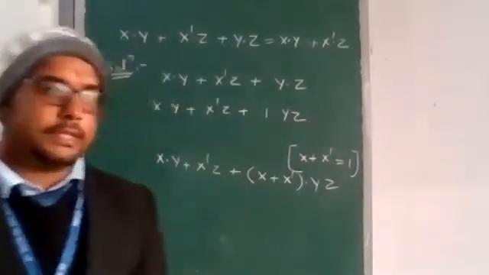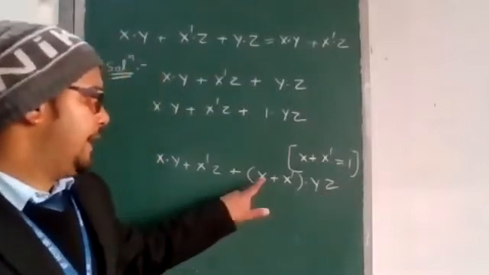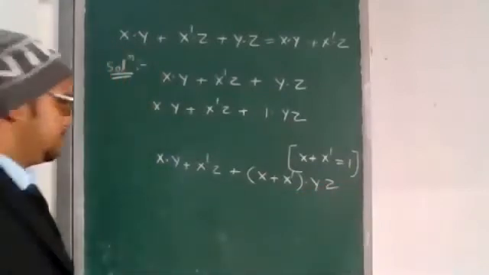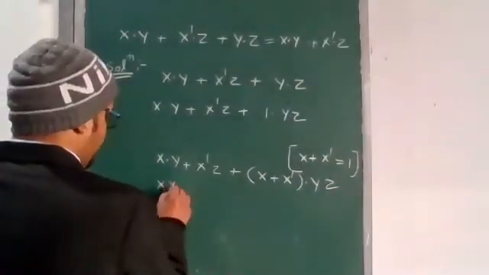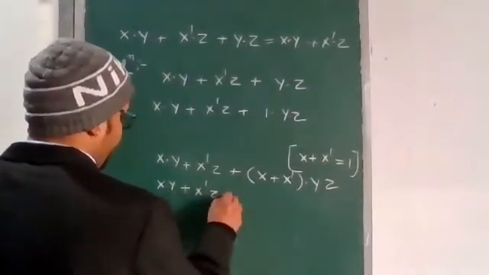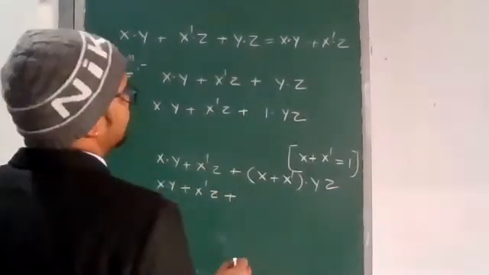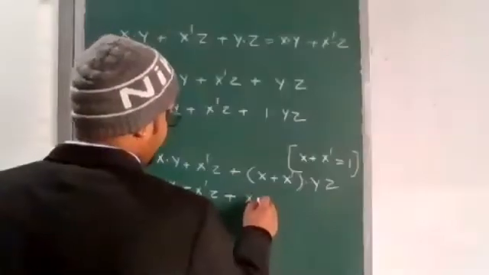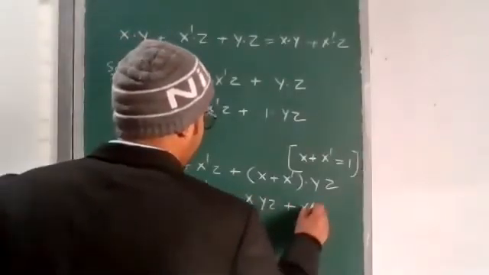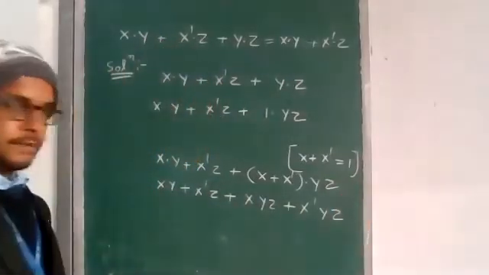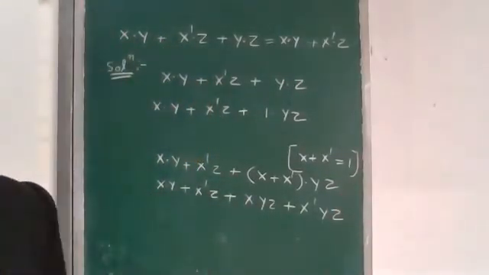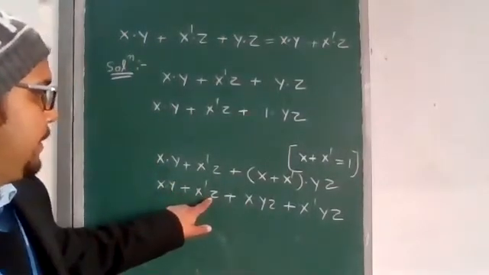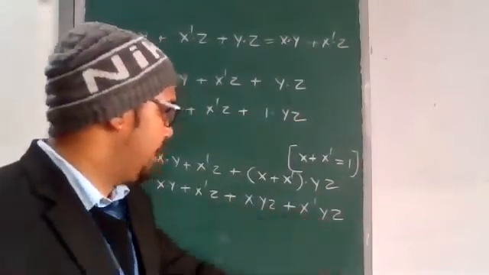Then you know distributive law. Distributive law means x multiplies with this yz and x complement also multiplies with yz. So by using distributive law, xy plus x complement z plus xyz plus x complement yz. Clear? xy plus x complement z plus xyz plus x complement yz.